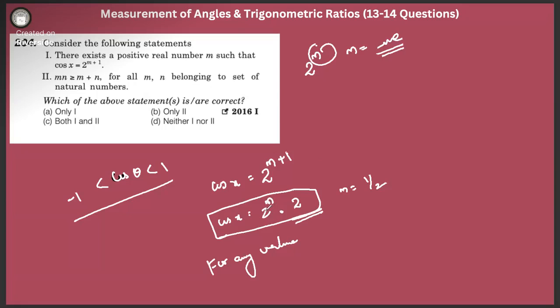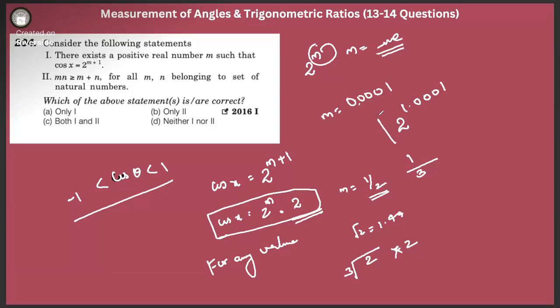If the value of m is any positive number, let's say even half. So half means root 2. Root 2 is 1.414, right? Let's say 1 divided by what number? Maybe 3 something. So 2 raised to the power something like this, into 2, is it possible, guys? Yes or no? No, sir. What if the value of m is, let's say, 0.0001? What happens in that case? Is it like 2 raised to the power 1.0001, which will always be greater than 1, right? You guys are right. This is not possible.